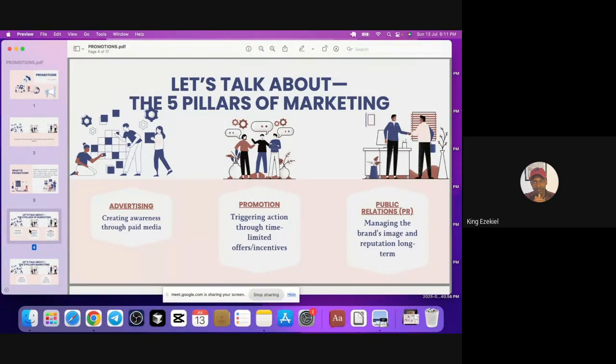Now, advertising is creating awareness through paid media. That's advertising. You're creating awareness through paid media. While promotion is triggering action through limited offers or incentives.